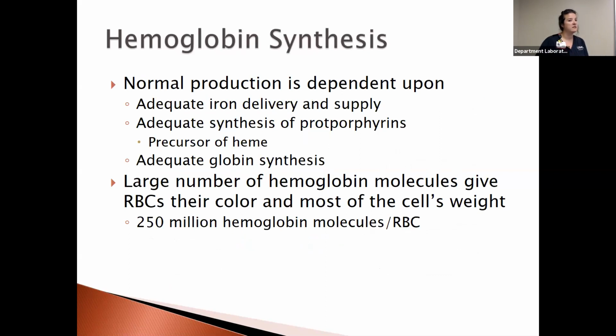All right, hemoglobin synthesis is very dependent upon adequate iron delivery and supply. It's also dependent upon the adequate synthesis of protoporphyrins. And then you also have to have adequate globin synthesis as well. And keep in mind that it is actually the hemoglobin molecules that give our red cells the color. And it's actually what contributes to the cell's weight as well, all right? It's that hemoglobin. So there's actually 250 million hemoglobin molecules per red cell, all right? That's why the red cells are so good at carrying oxygen.